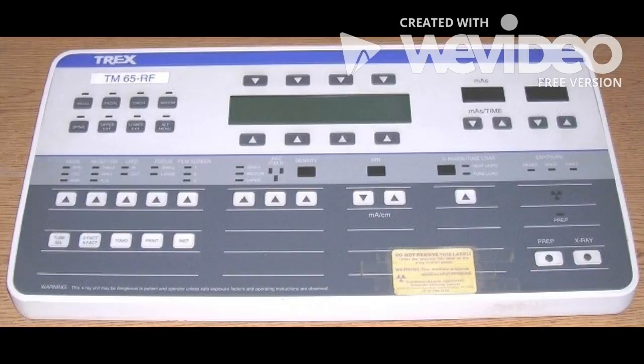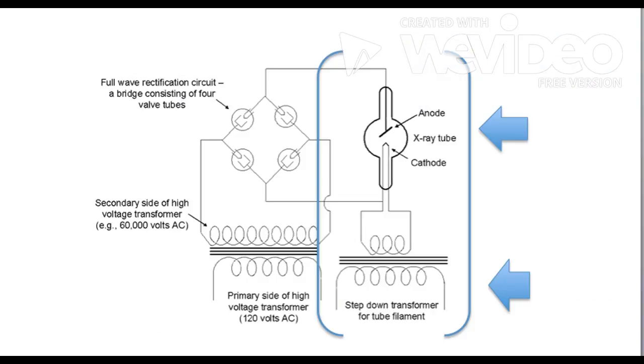The current travels from the control panel to the tube head through electrical wires in the extension. Changing the X-ray machine current or voltage settings alters the properties of the X-ray beam. Radiographers can change the current and voltage settings on the X-ray machine in order to manipulate the properties of the X-ray beam produced. The current travels through the step-down transformer to the filament of the cathode.